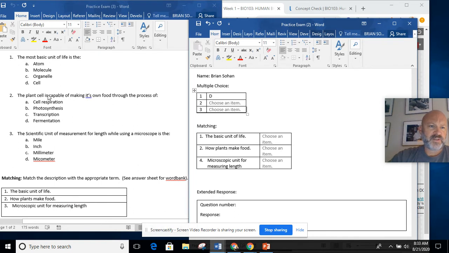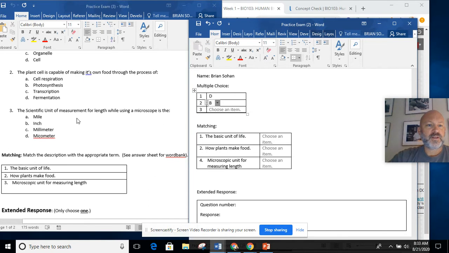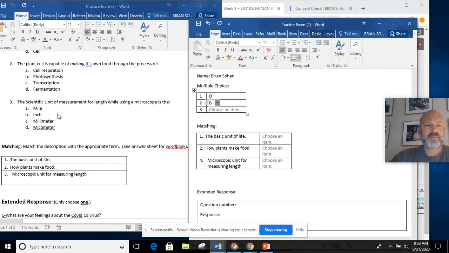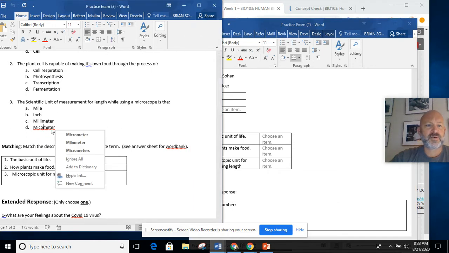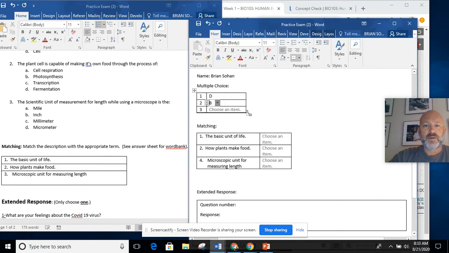Number 2, a plant cell is capable of making its own food through the process of... and this one's going to be choice B, photosynthesis. So you click on that, the arrow will appear, choose choice B. And then lastly, the scientific unit of measurement for length while using the microscope is actually, this should say micrometer. Because millimeters are too big, inches are way too big, and of course, we can't see a mile under a microscope, right? So that's going to be choice D.